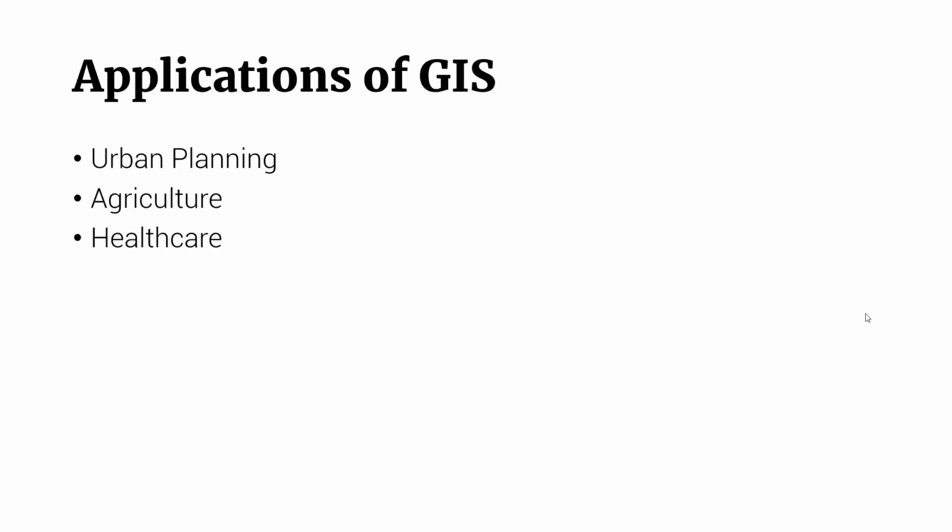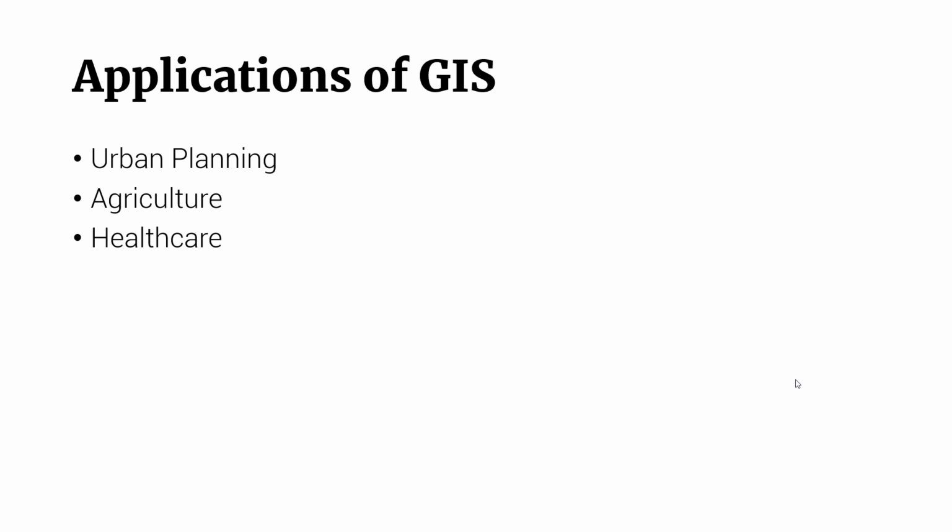Okay, so the applications of GIS, like what I have told you before: in urban planning, agriculture, healthcare, GIS can be used. In urban planning, you can plot where the best way is to create a new road, to avoid traffic jams, because you are a planner, for example.